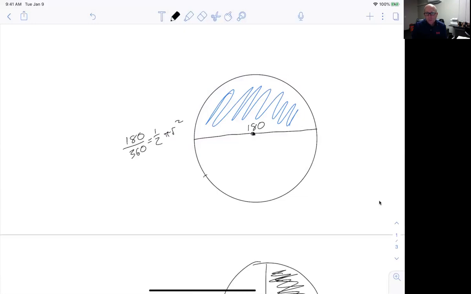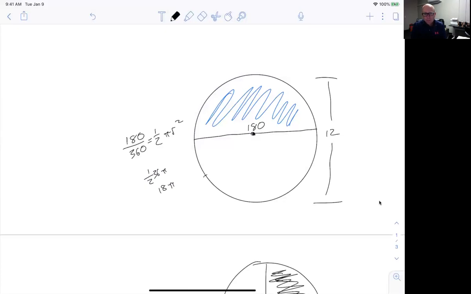So now if I knew the radius of this circle, I could find the area of the blue sector. Well, let's say that this was a diameter of 12. That should make the radius 6. So in this case, the area of the blue sector would be 18 pi.